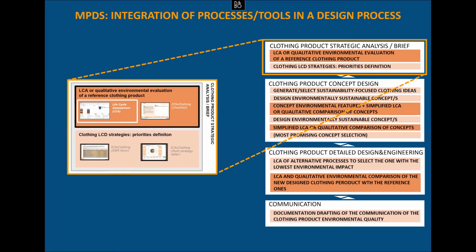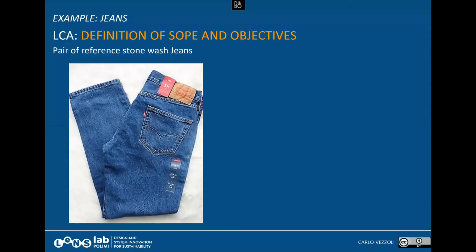Okay, just to give you a storyboard of what happens in the strategic analysis, when we are given a brief of a product to be designed, in this case, of course, with a low environmental impact. One key action that we can do is indeed, and here I make an example of a jeans, just to have a kind of reference, to make a life cycle assessment.